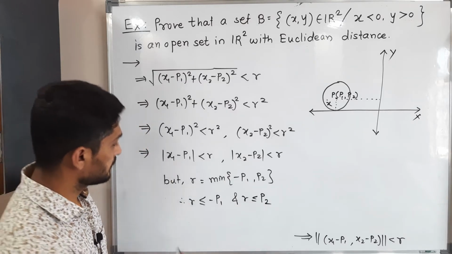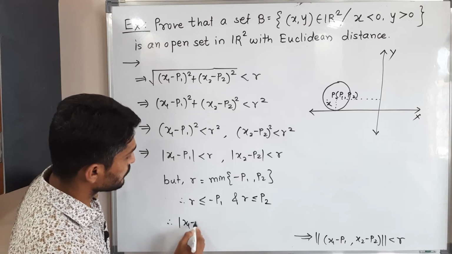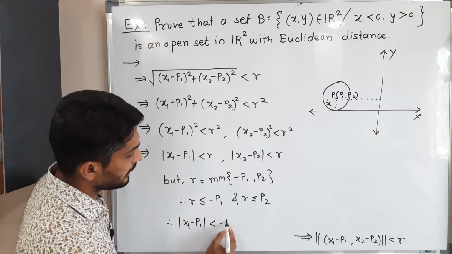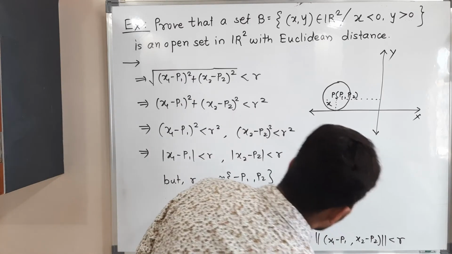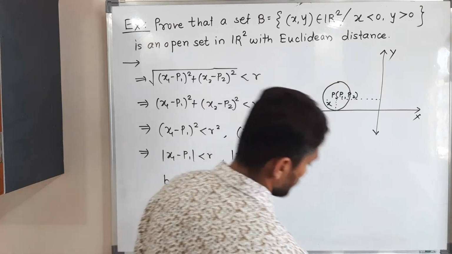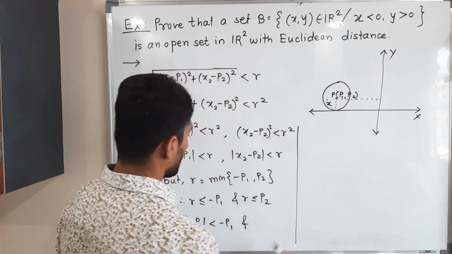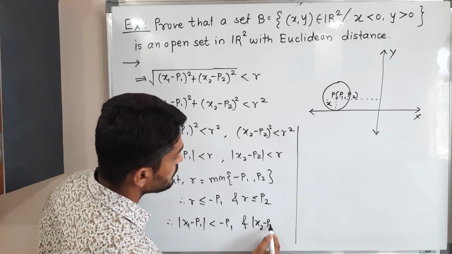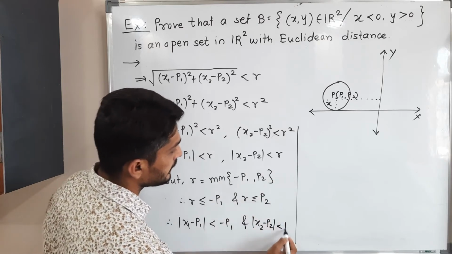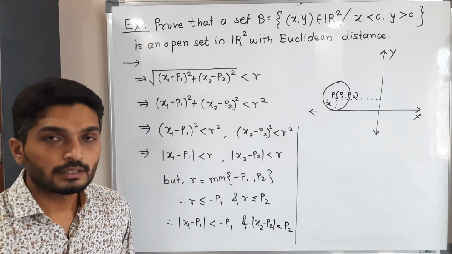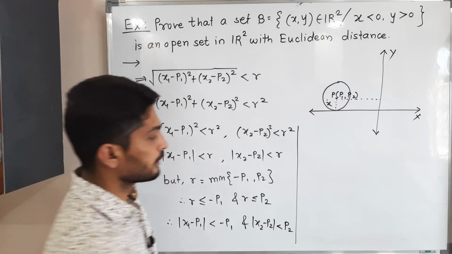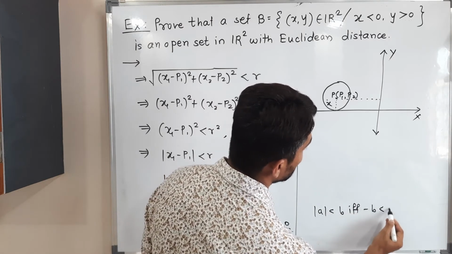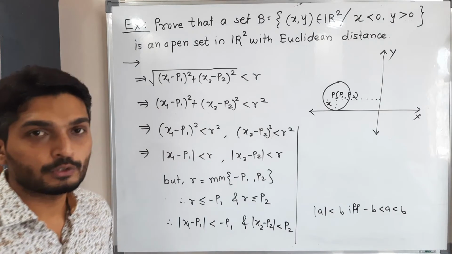So let us combine. Therefore mod of x1 minus p1 is less than r, but r is less than or equal to minus p1, so this is less than minus p1. Similarly, mod of x2 minus p2 is less than r and r is less than or equal to p2, so this is less than p2. I am going to apply a result so that you are familiar with it: mod a is less than b if and only if minus b is less than a is less than b. I am going to use this result for both of them.